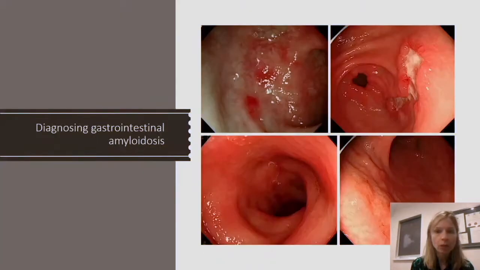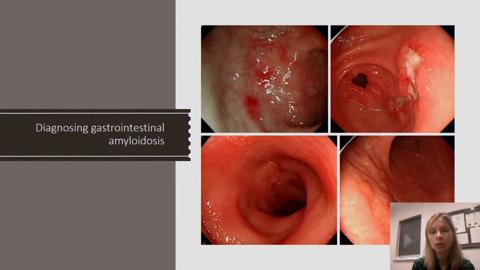As I alluded to on the previous page, it can be challenging to diagnose patients who have amyloidosis of the GI tract, especially if that's the initial index presentation with GI symptoms. Added to that is that it's quite an uncommon condition for a gastroenterologist to come across in general.